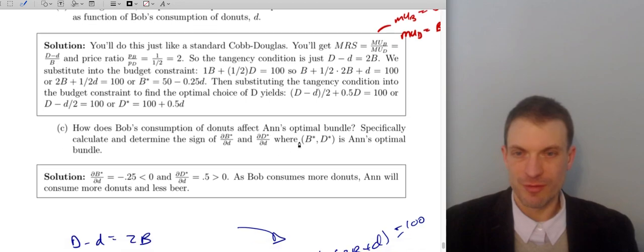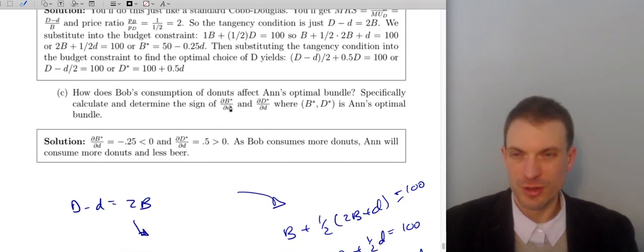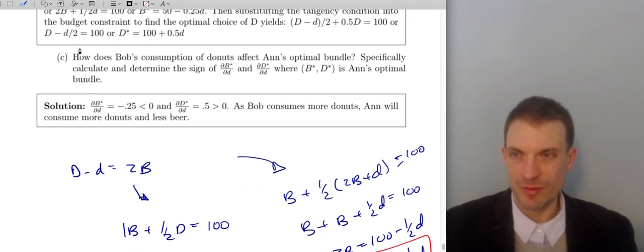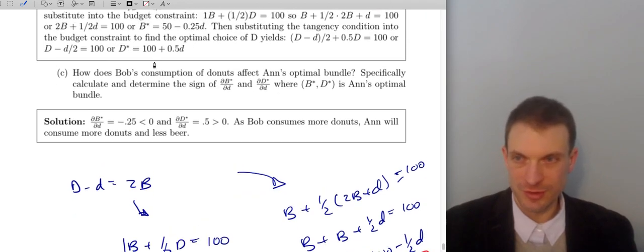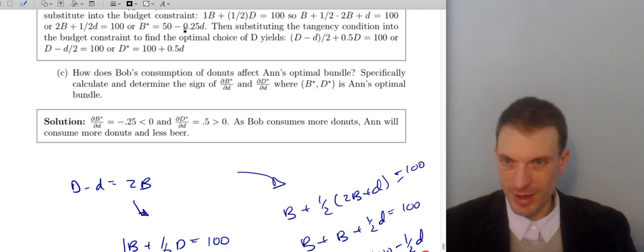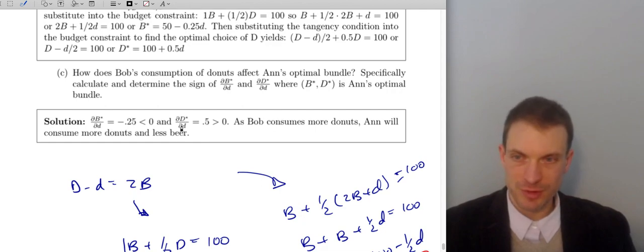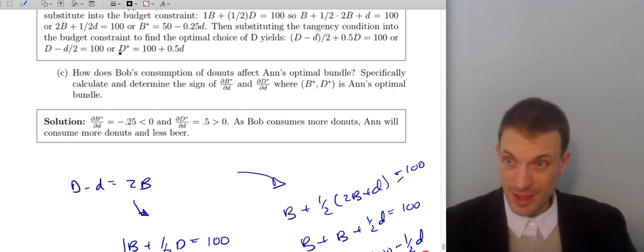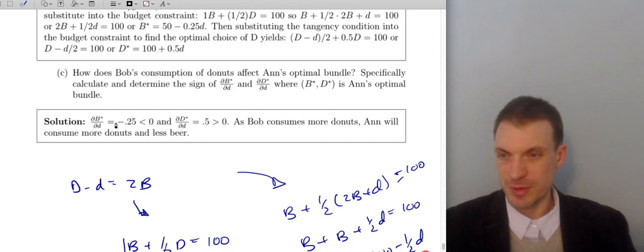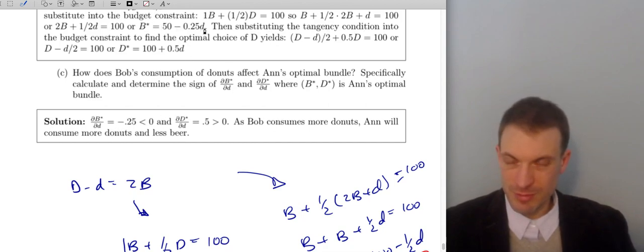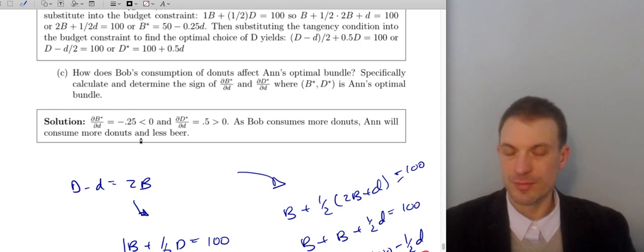How does Bob's consumption of donuts affect Ann's optimal bundle? Let's take the partial with respect to Bob's consumption. Now that we've got Ann's demands, let's take the partial with respect to little d. Ann's demands were right here. Take the partial. It's going to be this 1/2 for this one, and then for this one it's going to be minus 1/4. So as Bob consumes more donuts, Ann consumes more donuts. Ann's consumption of donuts is increasing in Bob's consumption of donuts because the derivative of Ann's donut demand was positive with respect to Bob's donut demand. Ann consumes less beer, so Ann's beer consumption is given by this partial, which is minus 1/4. Okay, that's what that's doing.